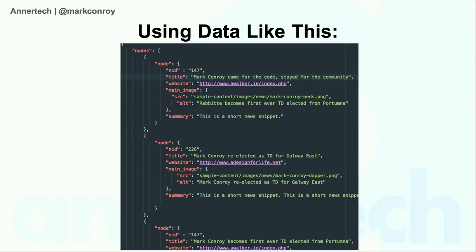So we're going to use data like this. This is very similar to what we saw a second ago, except this is a JSON array with JSON objects inside it of each node. So we've got node 147 at the top with title Mark Conroy came for the code and stayed for the community. We got node with an ID of 226 with Mark Conroy was re-elected as a TD for Galway East. And then we've got a node 147 again, which is going to break the website, so we can ignore that. And it says, Mark Conroy becomes the first ever TD elected from Portumna. That's the little village I come from.